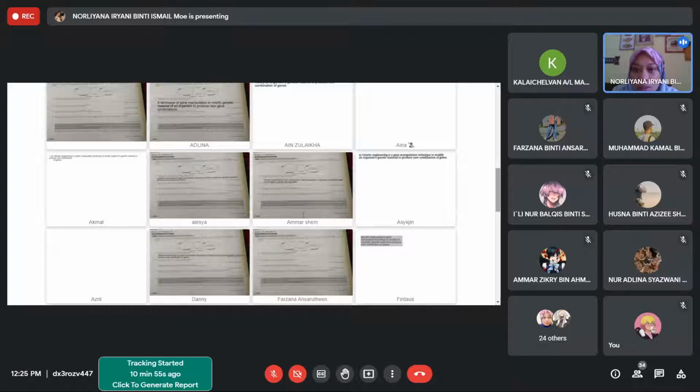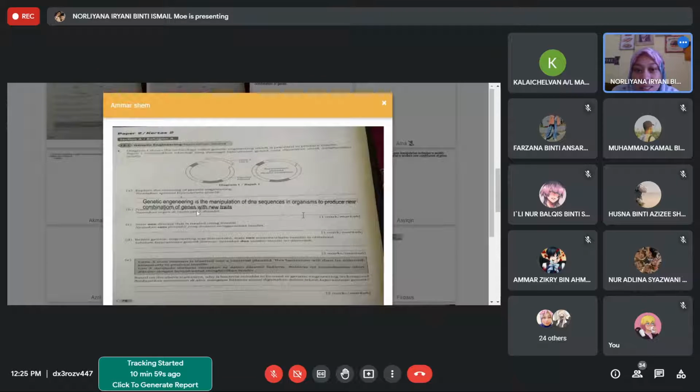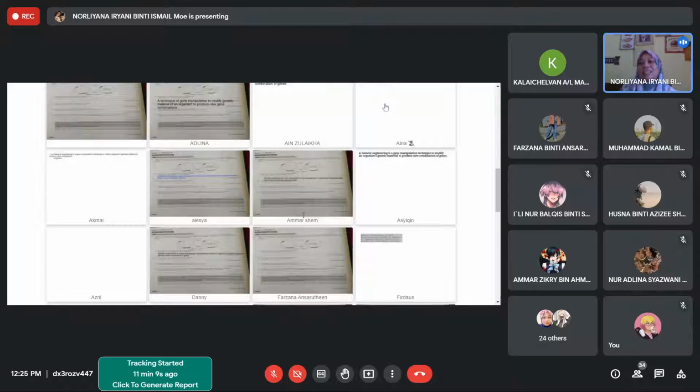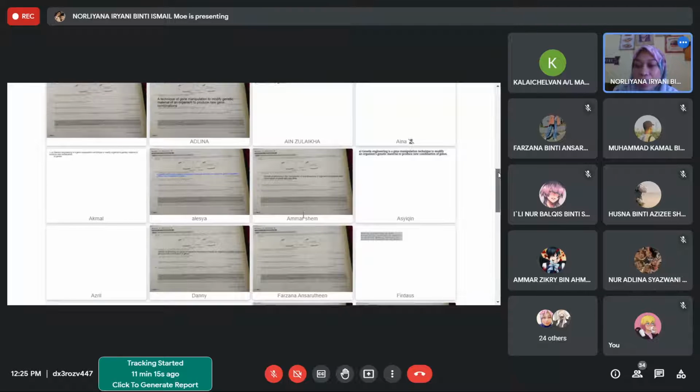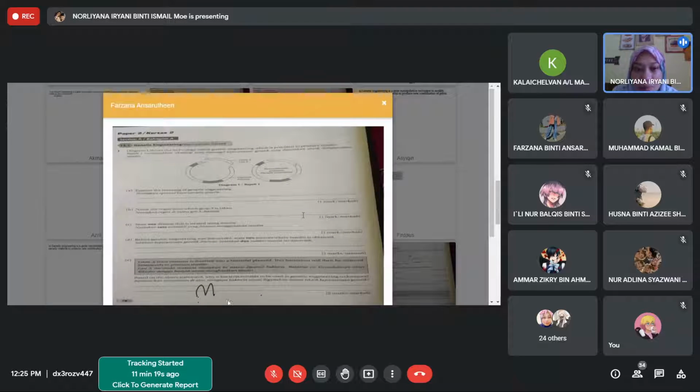Okay, betul lah. So, Amma's answer is the manipulation of the DNA sequence in an organism, to modify, to produce. No, it's not modified. The one that you miss is technique. It is actually a technique. So, when there is no technique, you are not getting any marks, even though it's just one mark. Just M, Farzana.